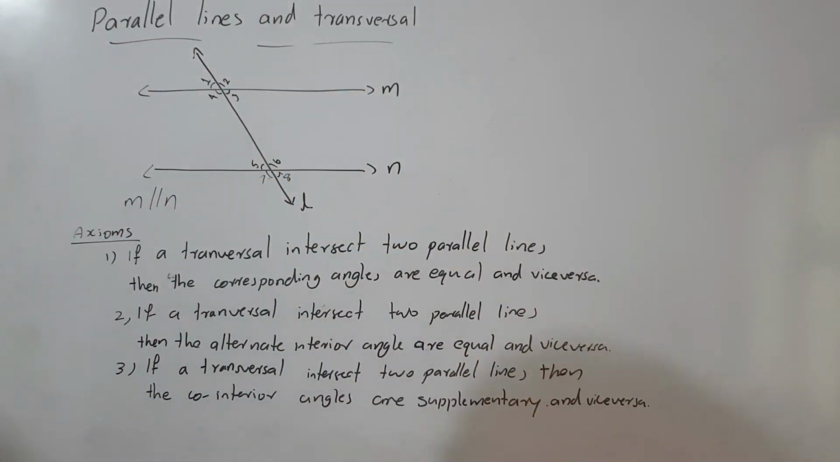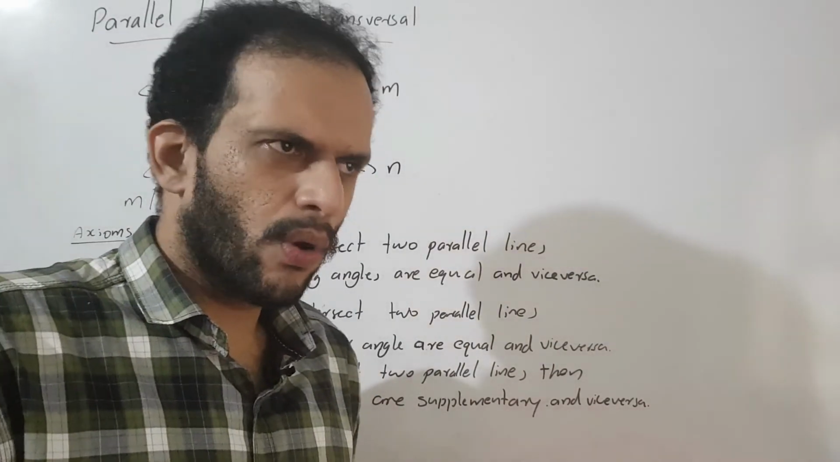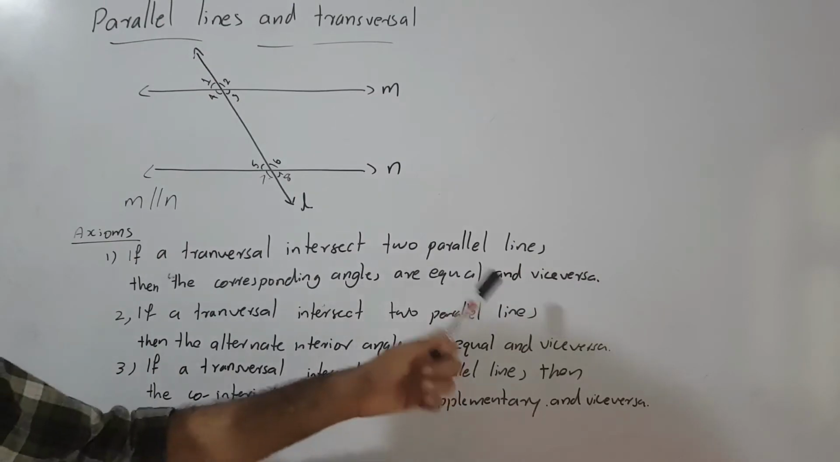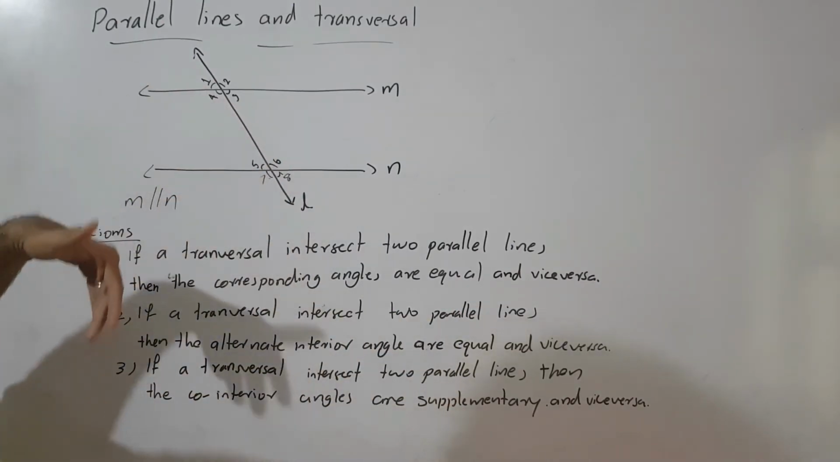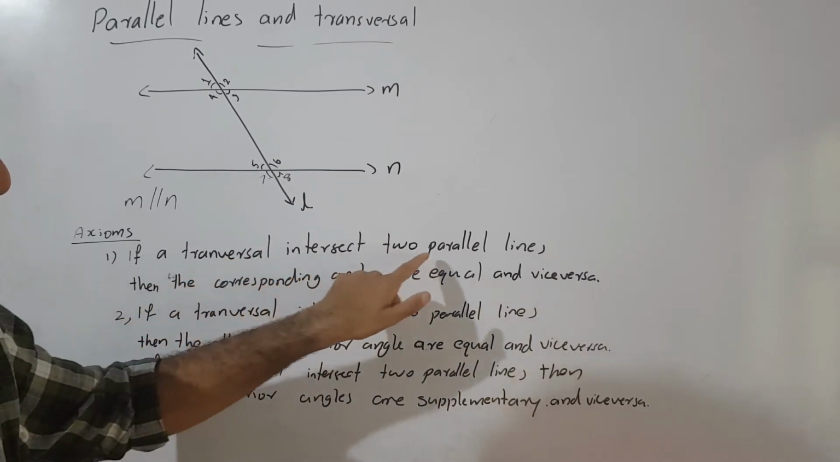Vice versa means, if we need to prove that the lines are parallel, then we use the idea. Now we are saying the order like this: a transversal intersecting two parallel lines.